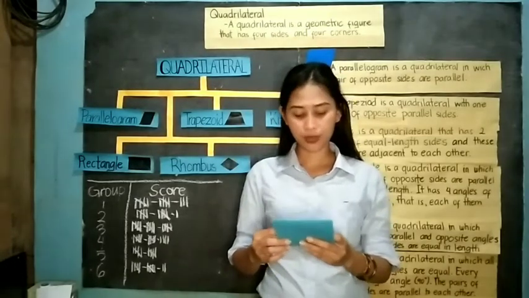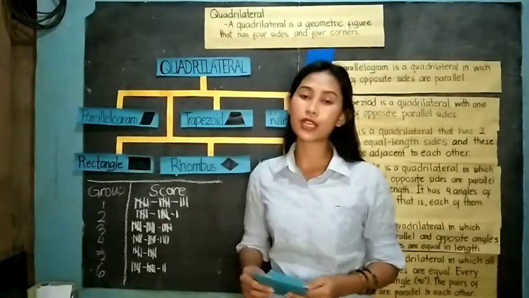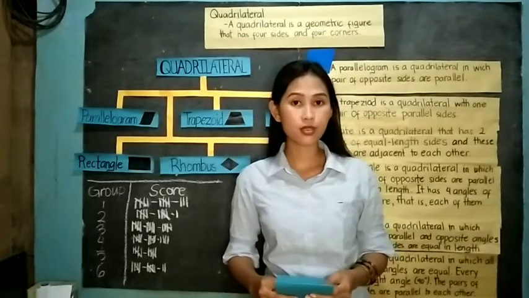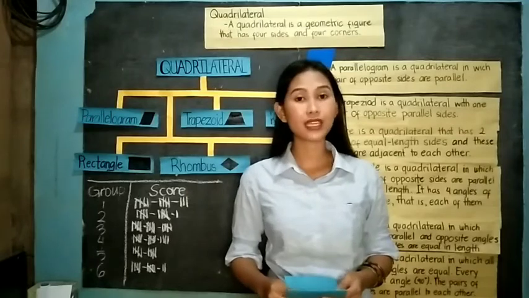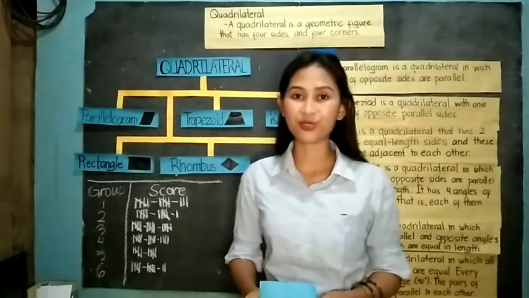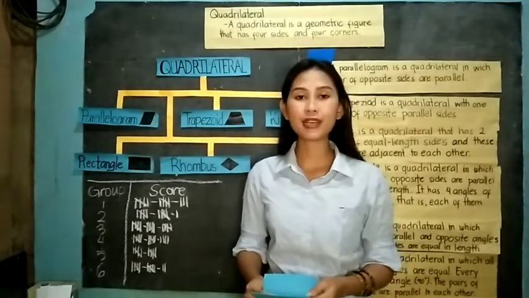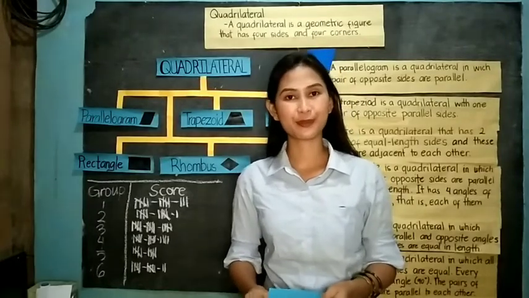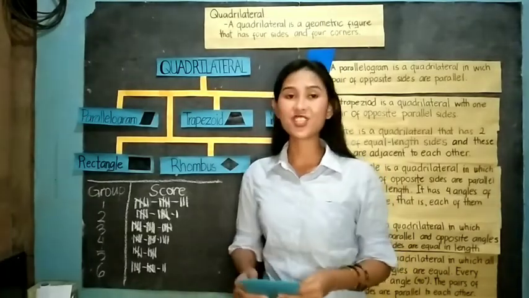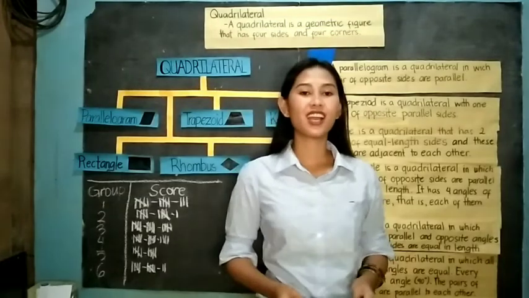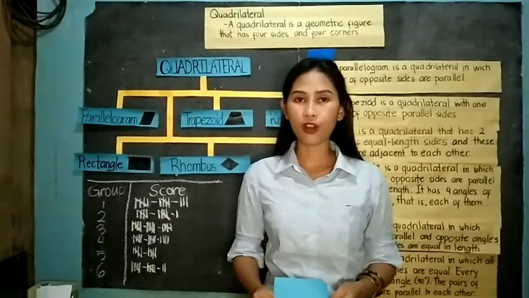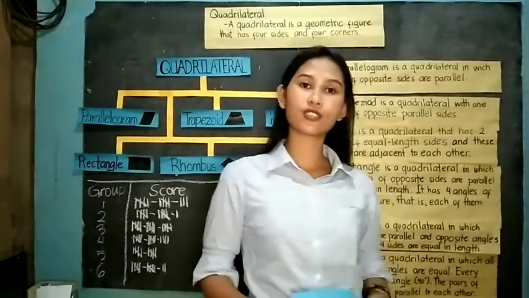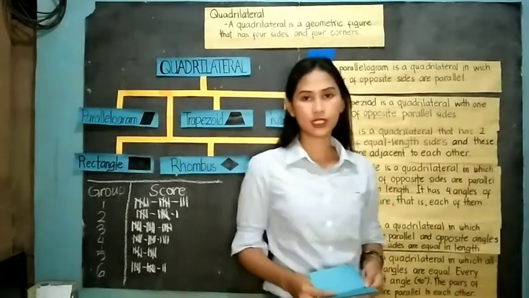Number 2. A trapezoid is a quadrilateral. Is it a fact or a bluff? Everybody, raise your answer. The answer is fact. Group 1, 4, 5, and 6 got the correct answer.